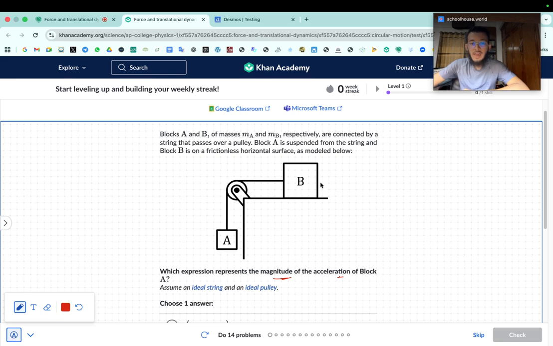Because we don't have any friction, there isn't any other force to oppose the motion that you'd have in the leftward direction because of the weight of this block, which is mg. So m is the mass of A.